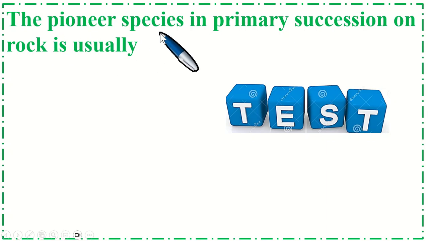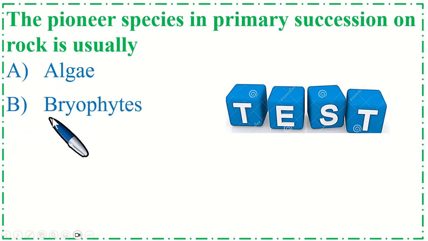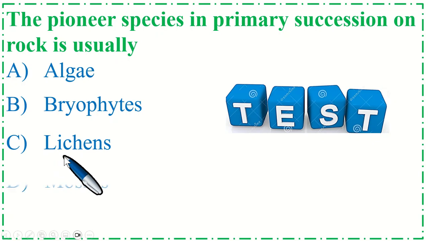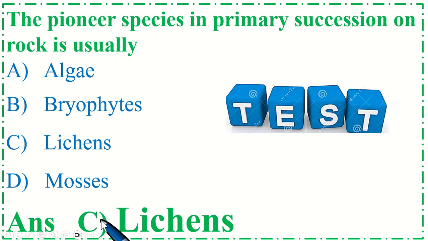The pioneer species in primary succession on rock is usually option A algae, B bryophytes, C lichens, D mosses. So the correct option is C lichens.